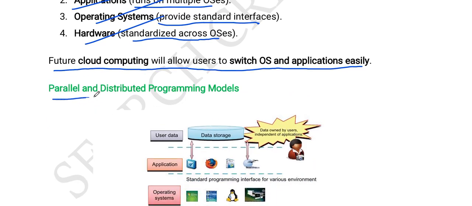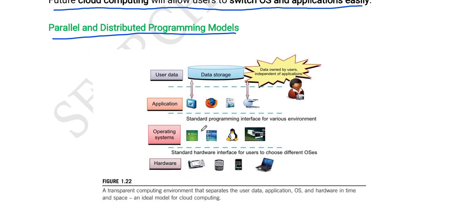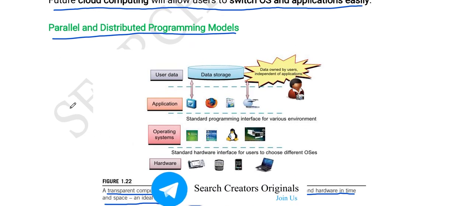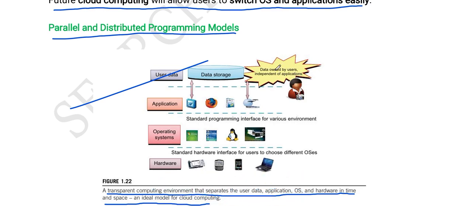Next is parallel and distributed programming models. In this diagram, you can observe a transparent computing environment that separates the user data, application, OS and hardware in time and space. An ideal model for cloud computing. If they ask any question on parallel and distributed programming models, you should draw this diagram. Afterwards, you can write your theory. By this, the chances of getting more marks increase.